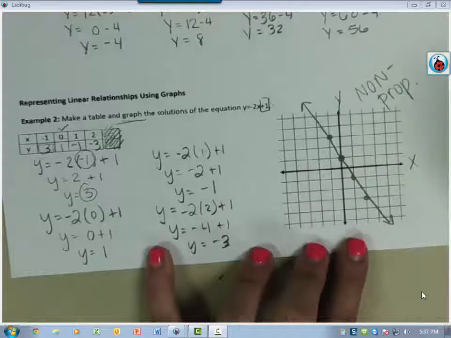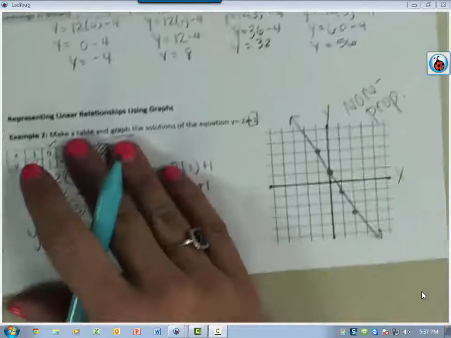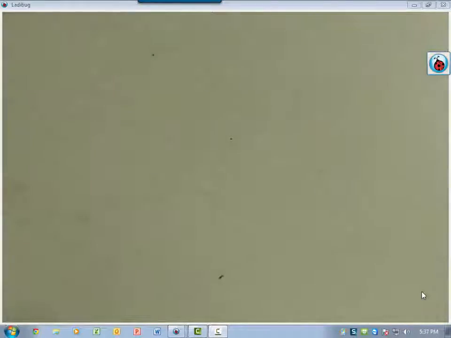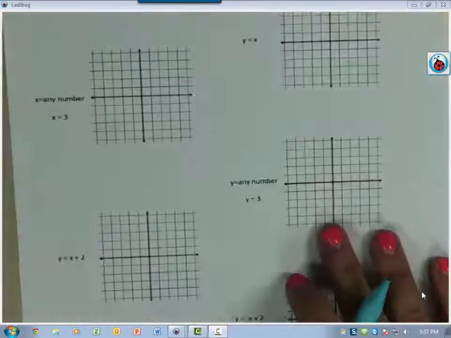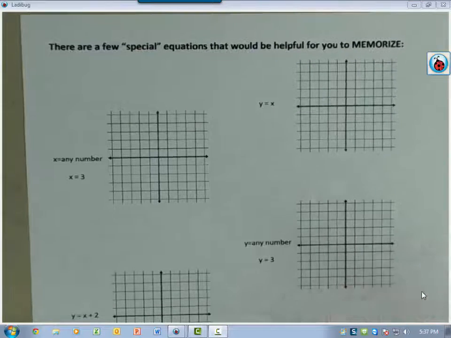Alright, flip over. Nope, I have nothing on the back there. Alright, we flipped over. Now, what does it say? There are a few quote-unquote special equations that would be helpful for you to memorize. I'm giving you this hint because we're doing an activity and you need to know these special equations.